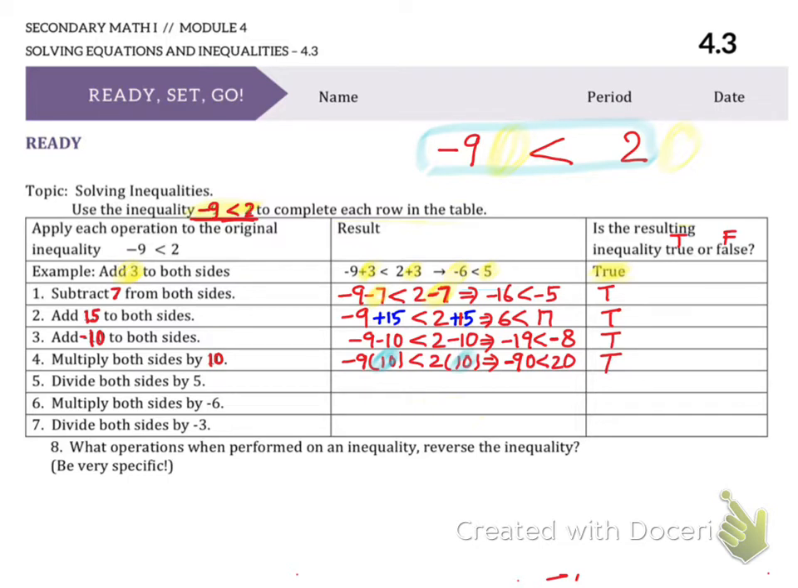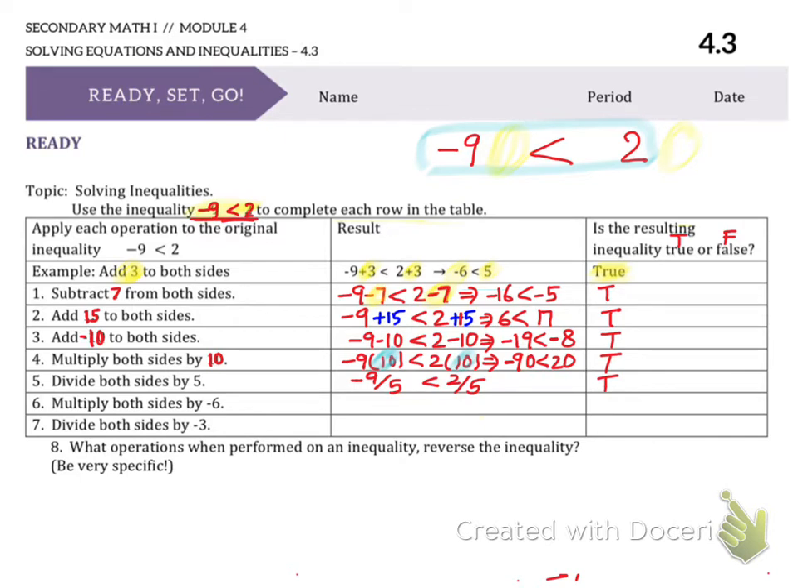Now divide both sides by 5. Let's divide it. When I divide, I get -9 over 5 is less than 2 over 5. Is that true? When you compare the fractions, yes, that's true. Let's move to the 6th one.